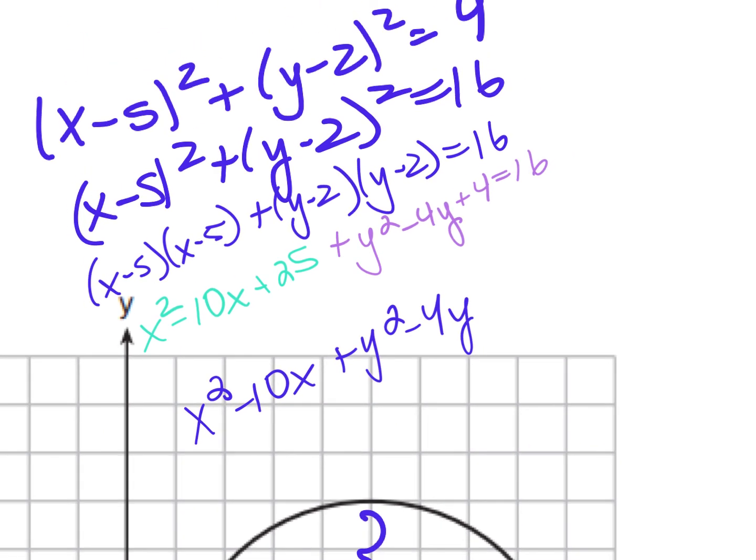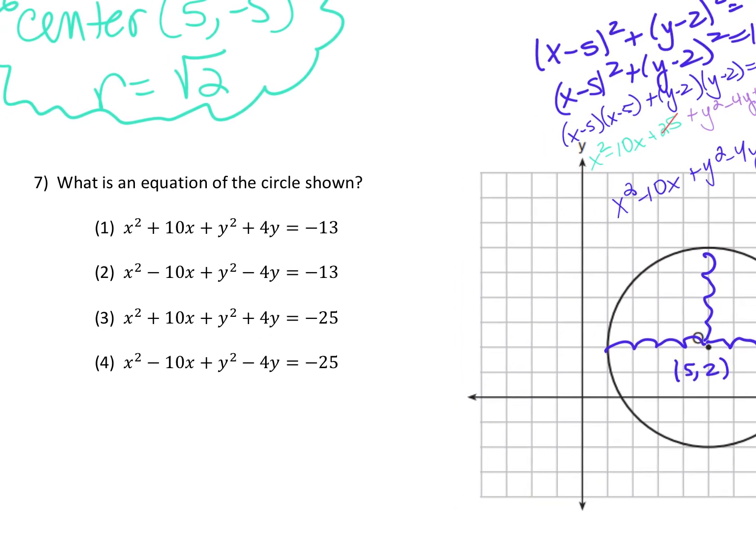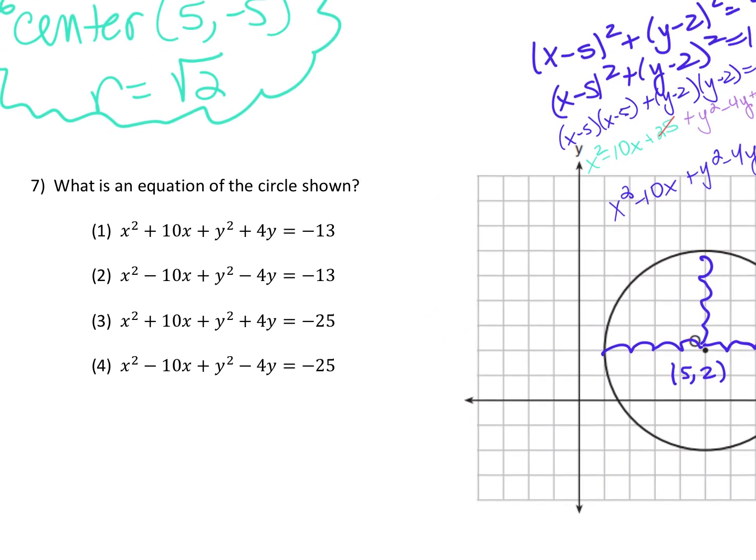And what am I doing with 25 and 4? I can combine them. What's 25 and 4? 29, right? And then I have to move 29 to the other side. So what is 16 minus 29? -13. Which equation matches what we just figured out? 2. The second one. Very good.